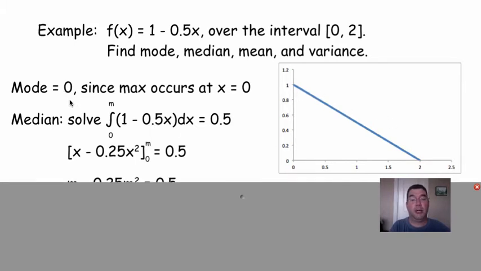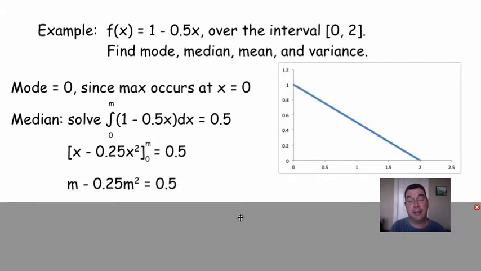My mode, remember, is where is the function the highest? Well, that happens right at the beginning, right at x equals 0. So the mode is 0, since that's where the function is the highest. I'm looking at the x value to figure out the mode, not the y value. To find the median, I'm starting at 0, and I need to figure out where, between 0 and 2, I can draw a vertical line so that that vertical line cuts the triangle in 2 equal halves. And it has to be a vertical line too, otherwise it'd be pretty easy.